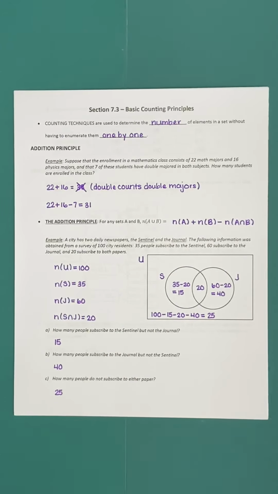So let's look at another example that's a little bit more involved. A city has 2 daily newspapers, the Sentinel and the Journal. The following information was obtained from a survey of 100 city residents. 35 people subscribe to the Sentinel, 60 people subscribe to the Journal, and 20 subscribe to both papers.